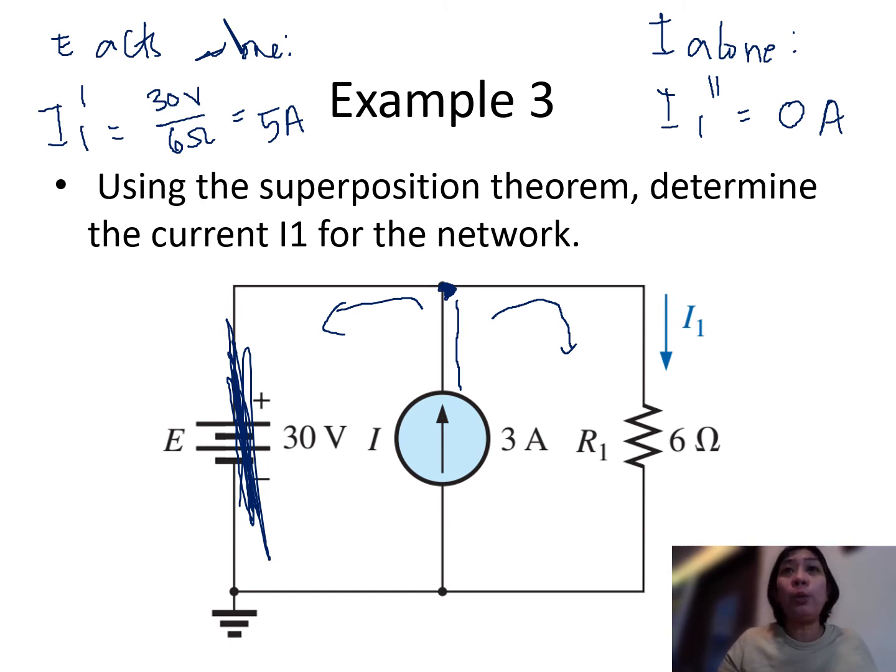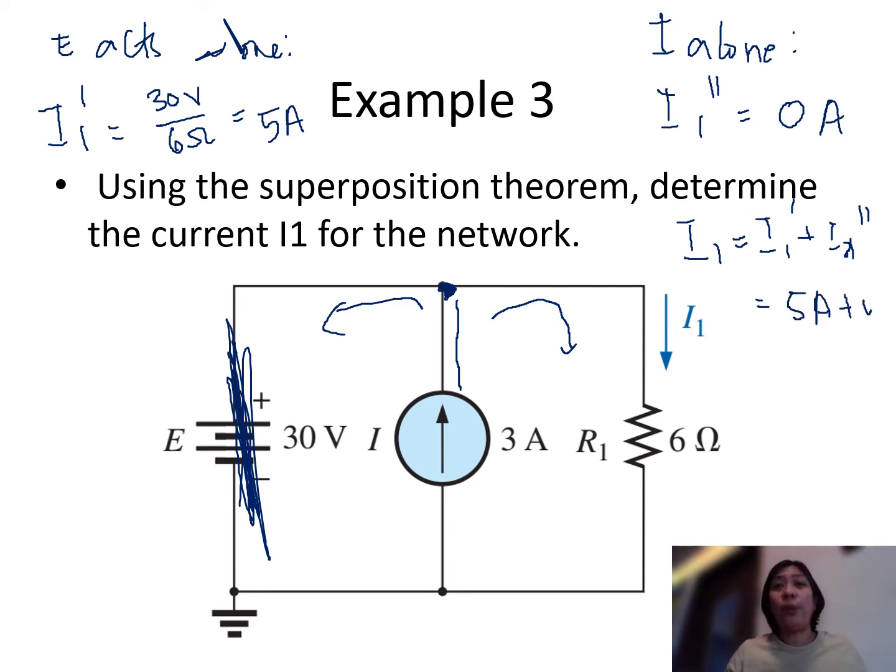So if we are now going to solve for I1, combining the two different solutions, what do we have? We have I1 prime plus I1 double prime. So I1 prime is 5 amperes plus 0. Therefore, I1 is equal to 5 amperes. Always remember that. So that is our example number 3.